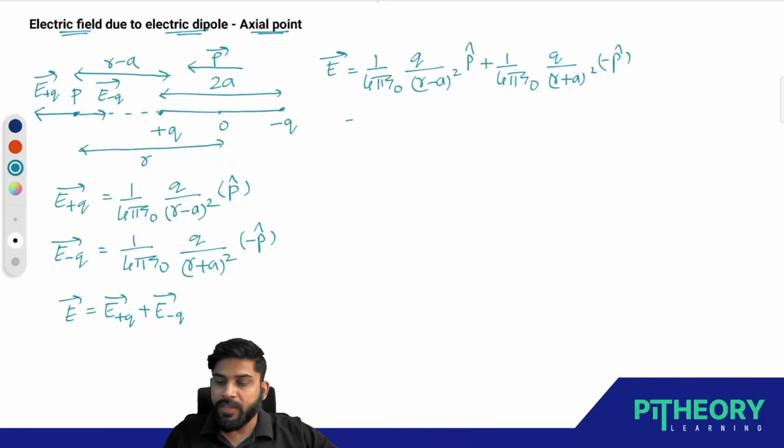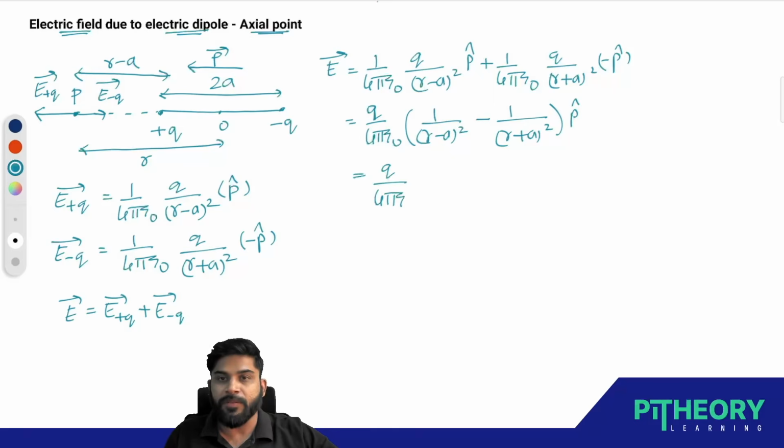Correct. So the common things, let's take outside. So you get 1 by 4 pi epsilon 0. Q is also there, right? So I'm taking Q here, and 1 by R minus A the whole square. Here this minus is also there, so plus times minus becomes minus into 1 by R plus A the whole square. P cap also I took outside. So this becomes Q by 4 pi epsilon 0, correct?